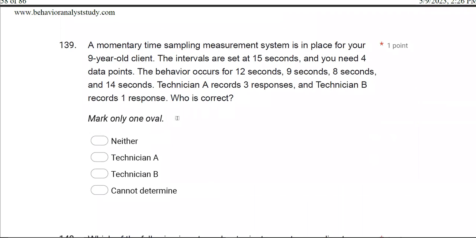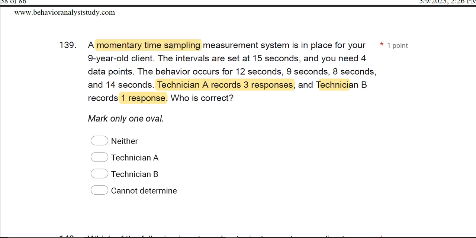A momentary time sampling measurement system is in place for your 9-year-old client. The interval is set at 15 seconds, and you need 4 data points. The behavior occurs for 12 seconds, 9 seconds, 8 seconds, and 14 seconds. Technician A records 3 responses, and Technician B records 1 response. Who is correct? All right, we've got Technician A says 3 responses. Technician B, 1 response. How do they measure? They measured using momentary time sampling.